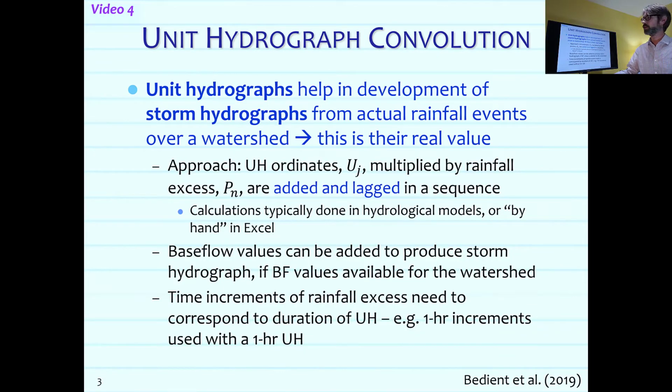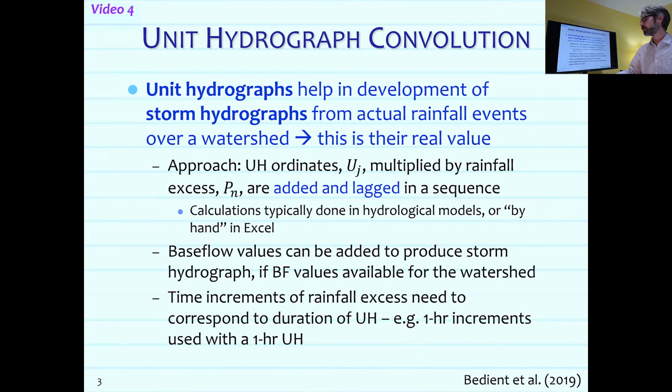We already know that unit hydrographs help in the development of storm hydrographs from actual rainfall events over a watershed. This is their real value. And our approach then is to take the unit hydrograph ordinates, called Uj, and multiply them by the rainfall excess, Pn, and then these are subsequently added and lagged in a sequence. The calculations are typically done in a hydrological model or by hand in Excel. However, we can do them on paper too.